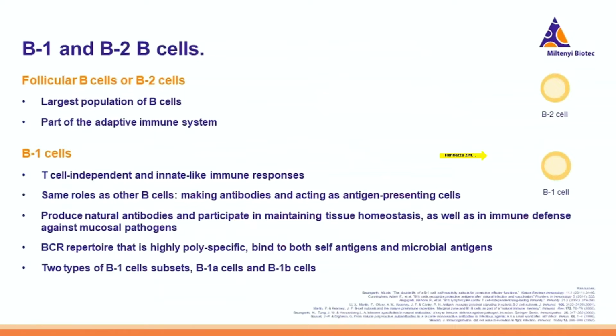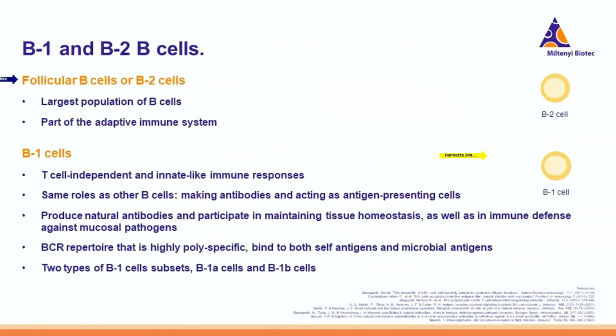There are, in general, two main subsets of B cells: the B1 and the B2 B cells. The B2 B cells are actually the B cells that we usually call B cells. It's the largest population of B cells, and it has a part in the adaptive immune system.